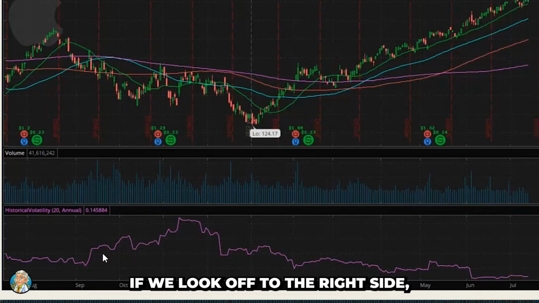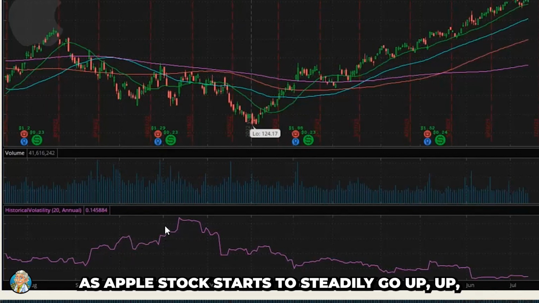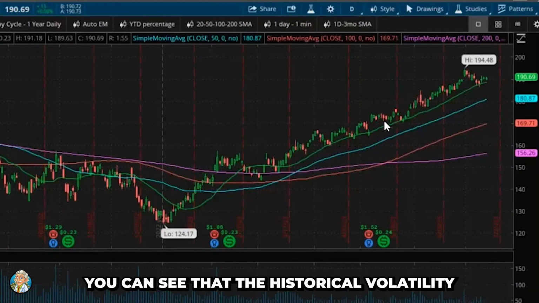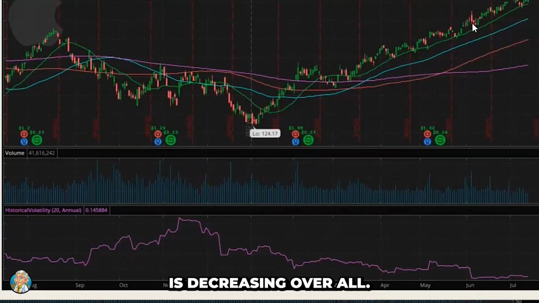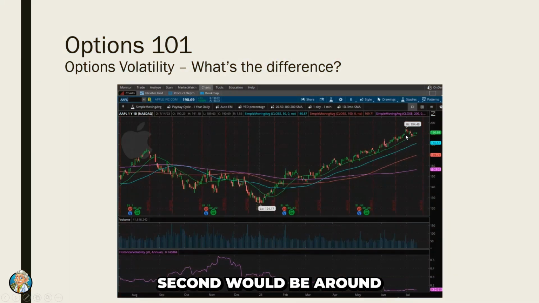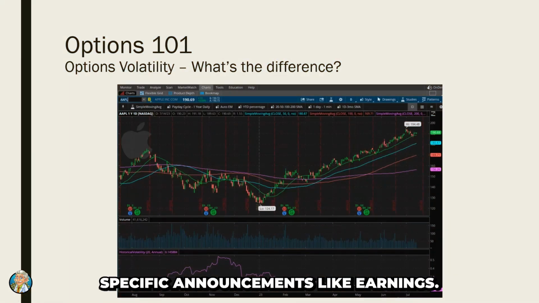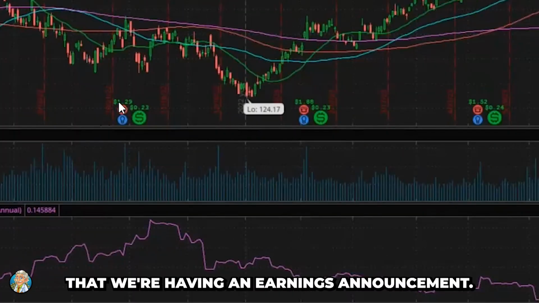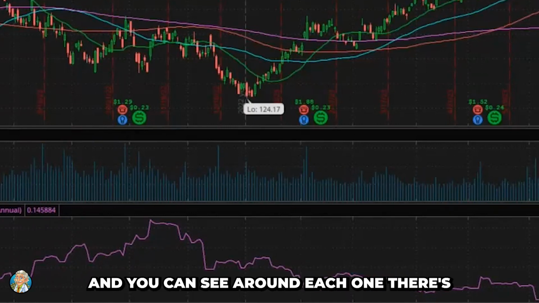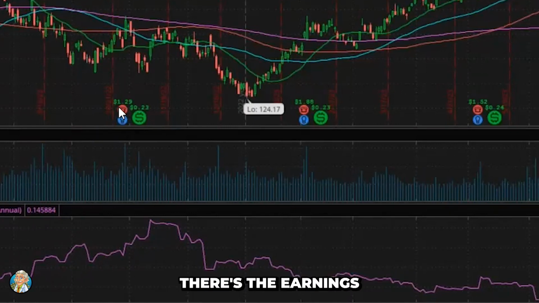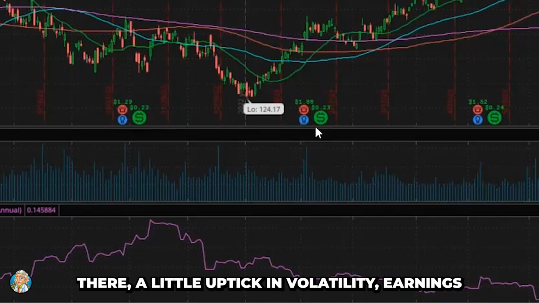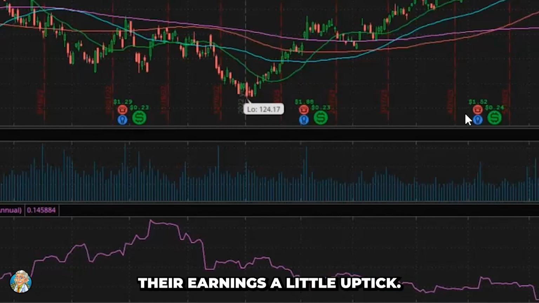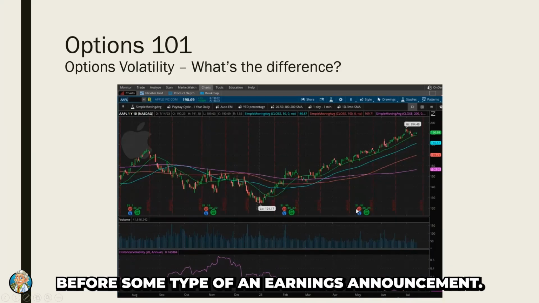And then conversely, if we look off to the right side, as Apple's stock starts to steadily go up, you can see that the historical volatility is decreasing overall. So those are just two general trends that you can look at. Second would be around specific announcements like earnings. These little symbols here, the phone call and the light bulb, that indicates that we're having an earnings announcement. And you can see around each one, there's this little uptick. There's the earnings there, a little uptick in volatility. Earnings event, little uptick there. Earnings event, little uptick. So volatility tends to go up right before some type of an earnings announcement.